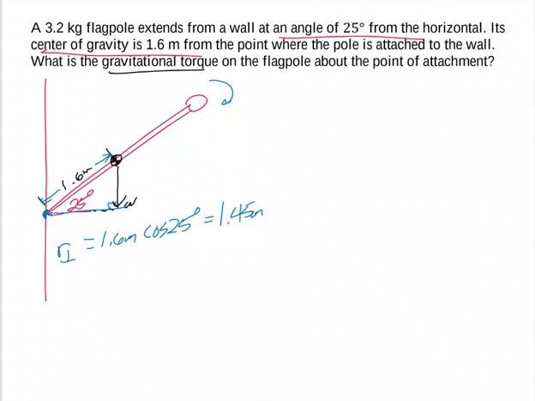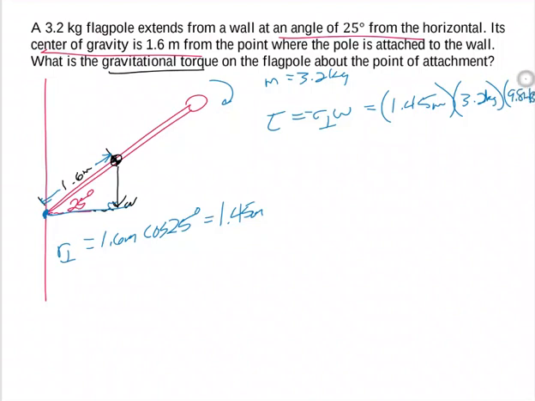So now we can use our formula. We know the mass was 3.2 kilograms. We know gravity, so we can calculate the weight. We have our radius already perpendicular, and we have our angle theta already used. So torque equals R perpendicular times the weight. And it's going to be negative, remember. So we have equals R perpendicular meters times the weight, which would be 3.2 kilograms times 9.8 meters per second squared.